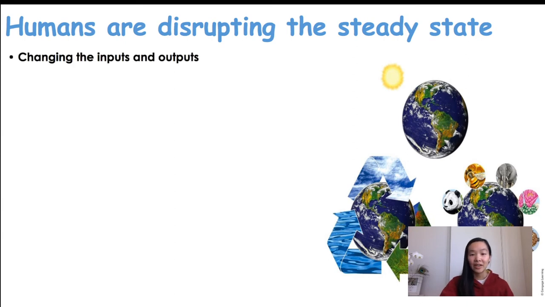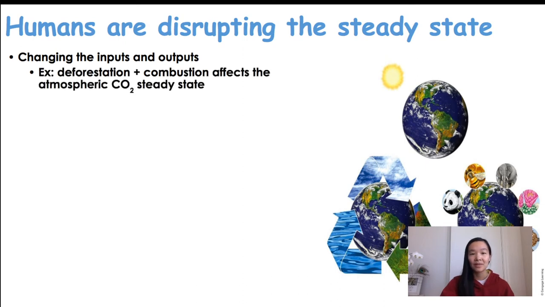So for one, we're changing the inputs and outputs of both energy and matter. As an example, deforestation, which is cutting down trees, and combustion, which is burning fuel, will affect the amount of carbon dioxide in our atmosphere, and increase it. That is going to affect the energy balance that we talked about, because some of the energy coming in from the sun is now going to get trapped on the earth, so you don't have as much energy leaving the earth, and then you get an energy accumulation.